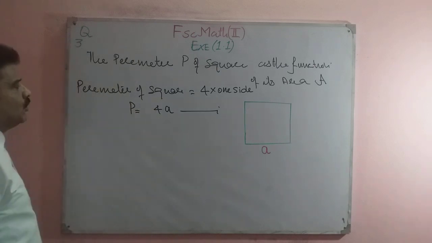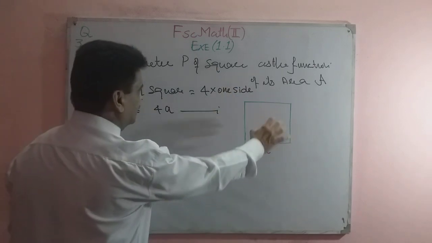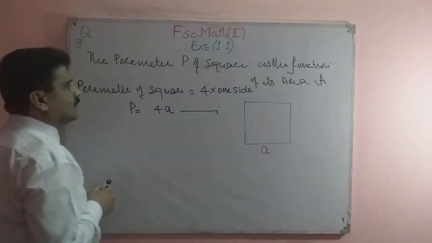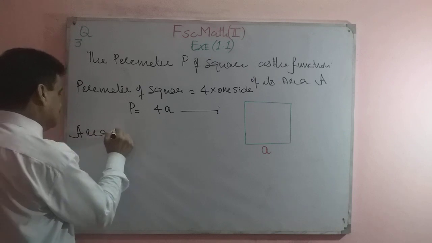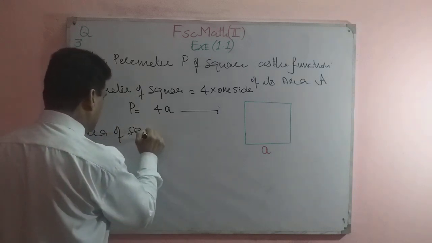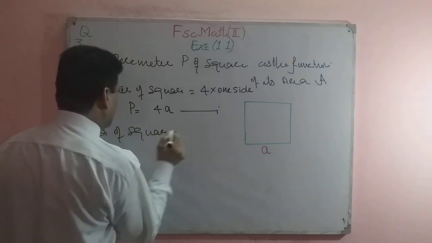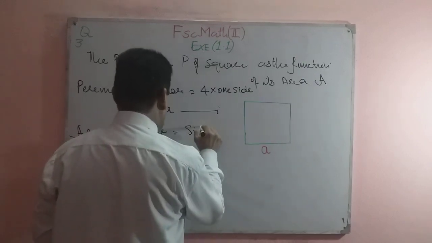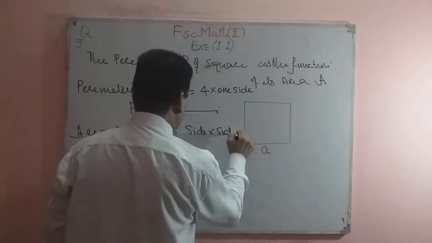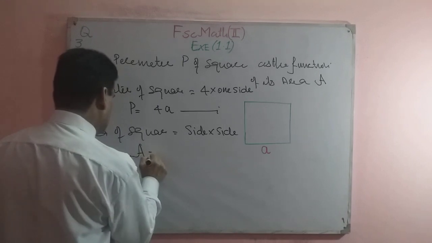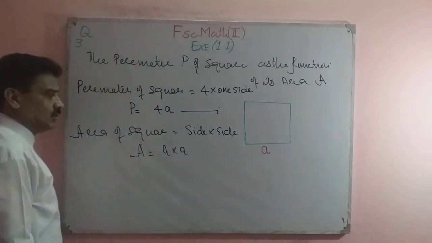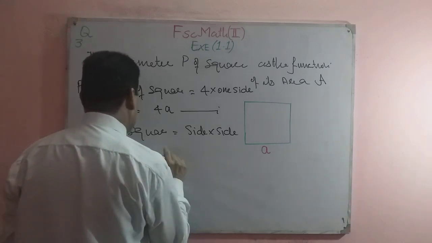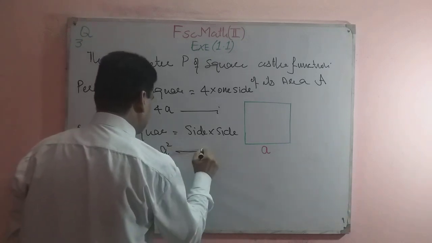And now we have to find the area of the square. You know, the area of a square is equal to side multiplied by side. The area of the square will be equal to side multiplied by side, a multiplied by a, which is equal to a squared. We write the area of the square as A. This is relation 2.